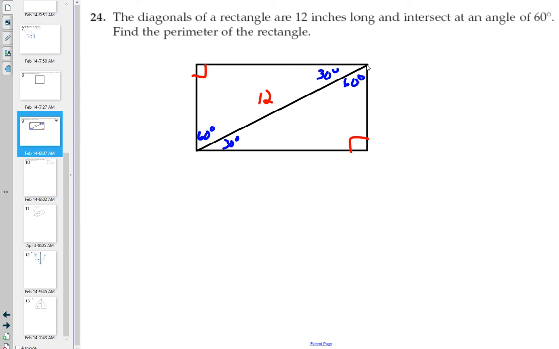What side are they giving? Those are two special right triangles. What side are they giving me? The hypotenuse. What should always be the first side that you find if you're not directly given it? The short leg. How do you turn a hypotenuse into a short leg? Divide by 2. So let's just call these x.